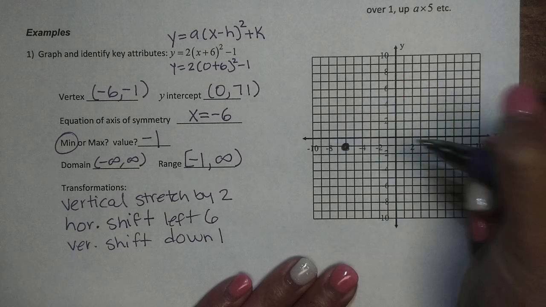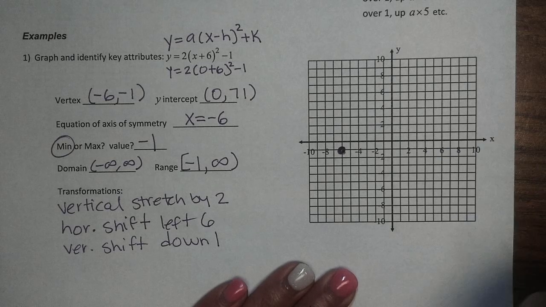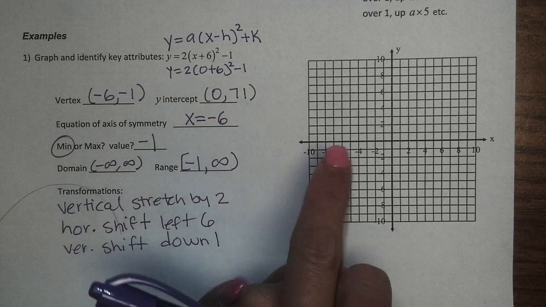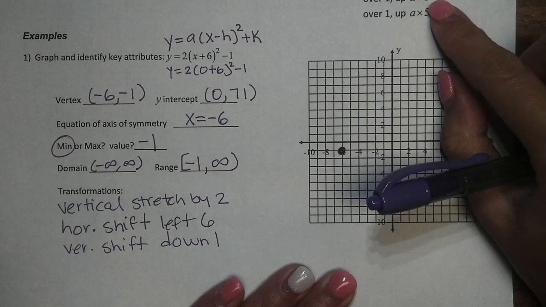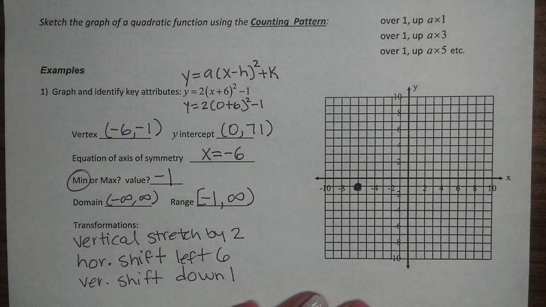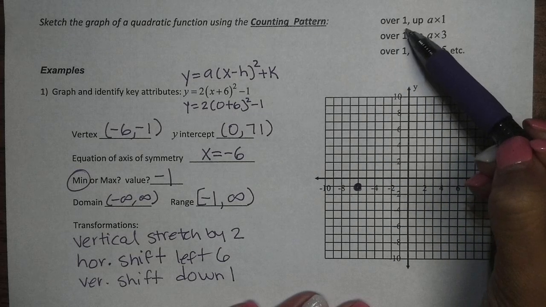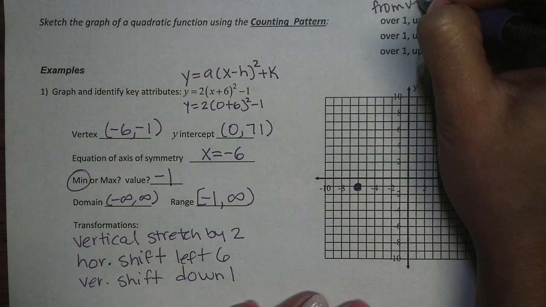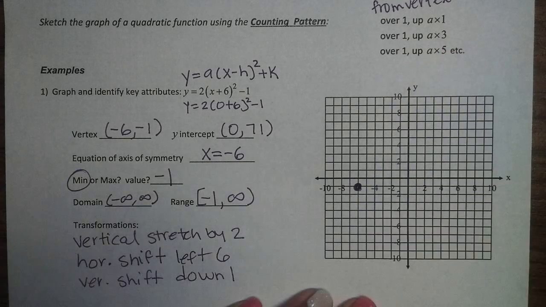Okay. And now there's different ways to graph a quadratic function. You can make a table of values if you wanted, like x comma y, and start plugging in numbers to the right of the vertex and to the left of the vertex. Or you can use this thing called the counting pattern. So the counting pattern says that from the vertex, you can go over 1 and up a times 1. And then you can go over 1, up a times 3. So let me show you what that means.